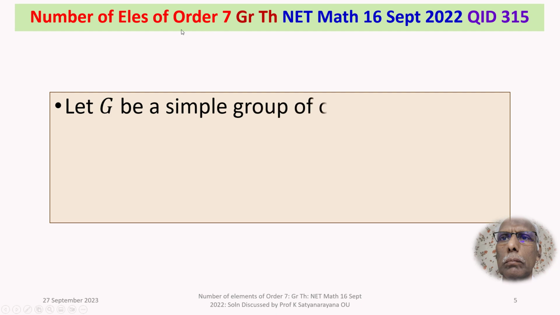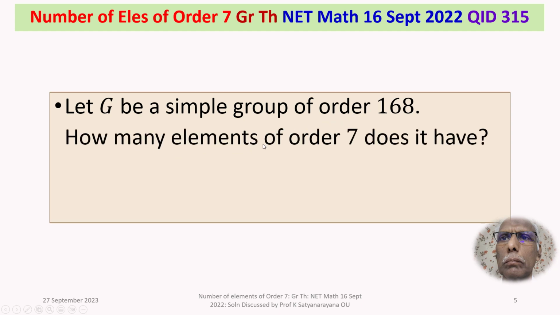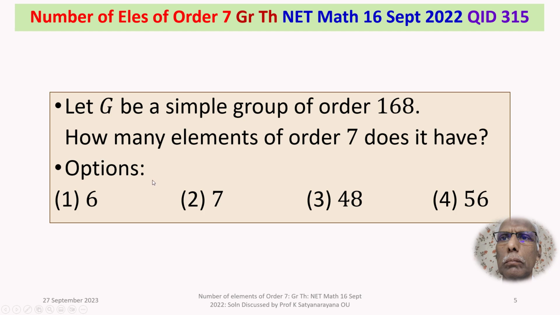The given question is, let G be a simple group of order 168. How many elements of order 7 does it have? We are given 4 options. Option 1, 6, option 2, 7, option 3, 48, option 4, 56. We have a group G of order 168 and it is given to be a simple group and required to find the number of elements of order 7 of the group G.